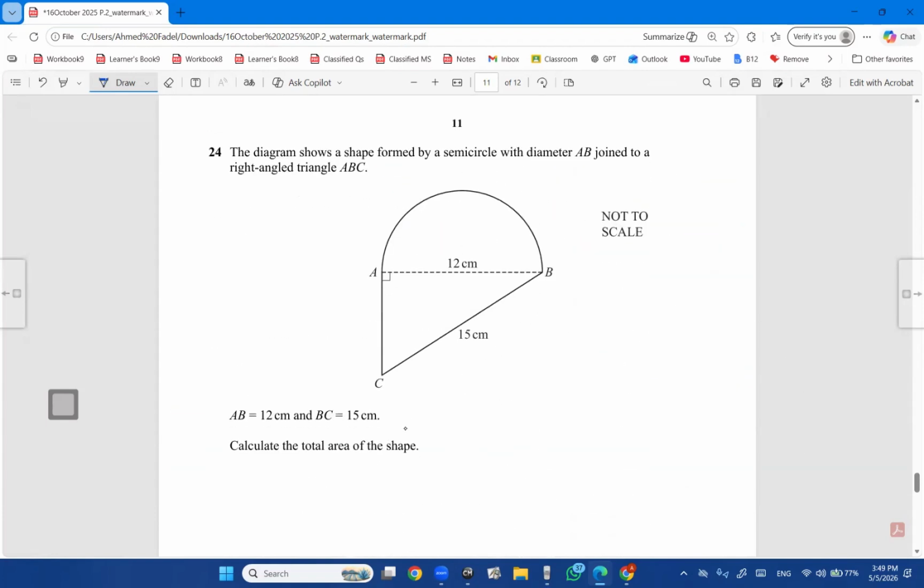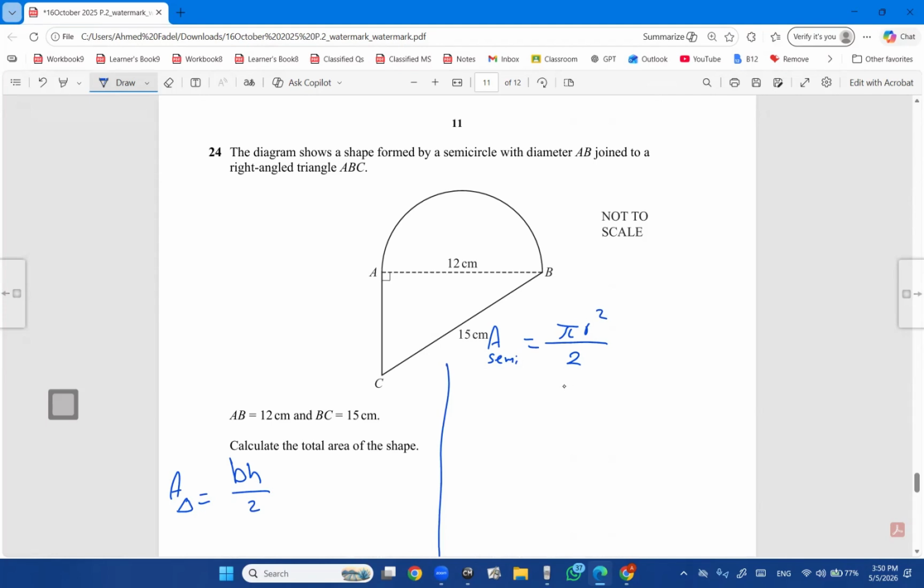Calculate the total area of the shape. So here, area of a semicircle is pi r squared over 2. While area of the triangle is base times height over 2. So this is the area of a triangle, while this is the area of the semicircle.